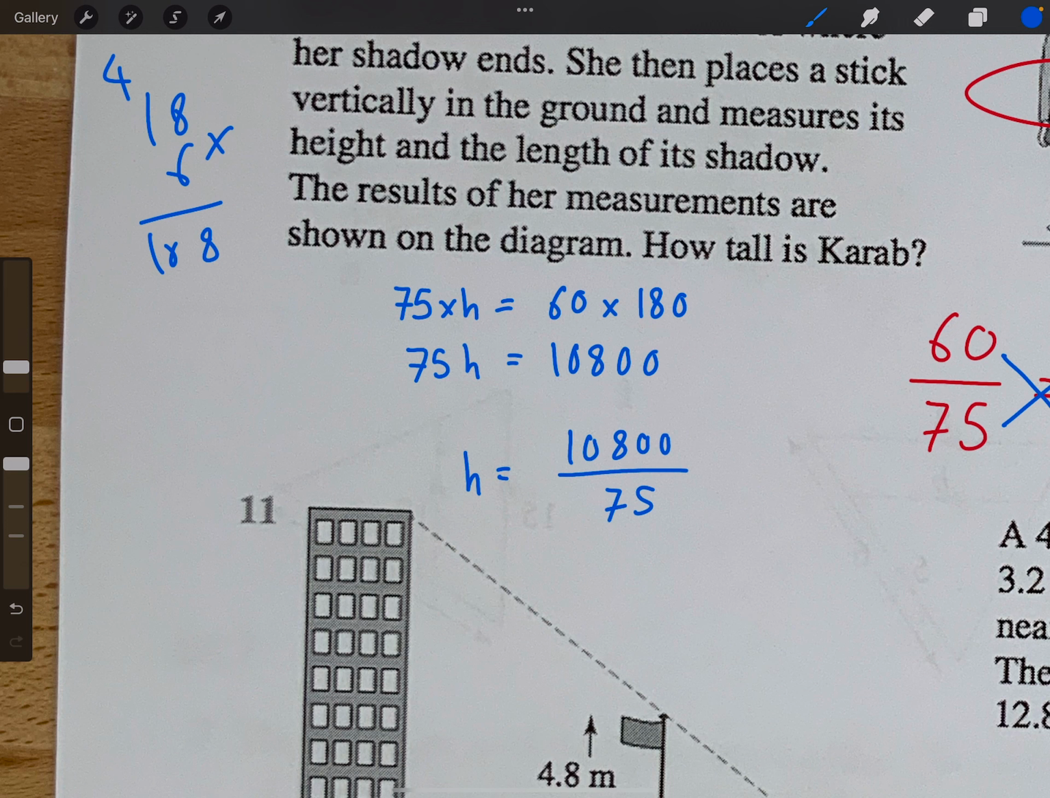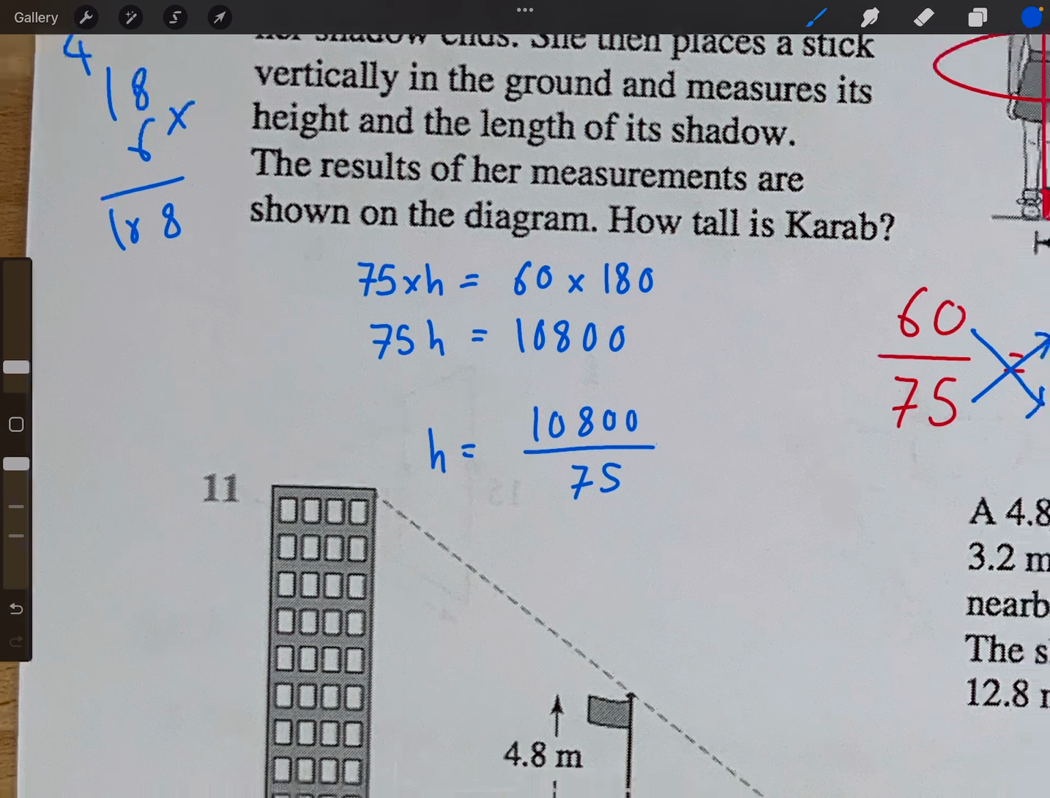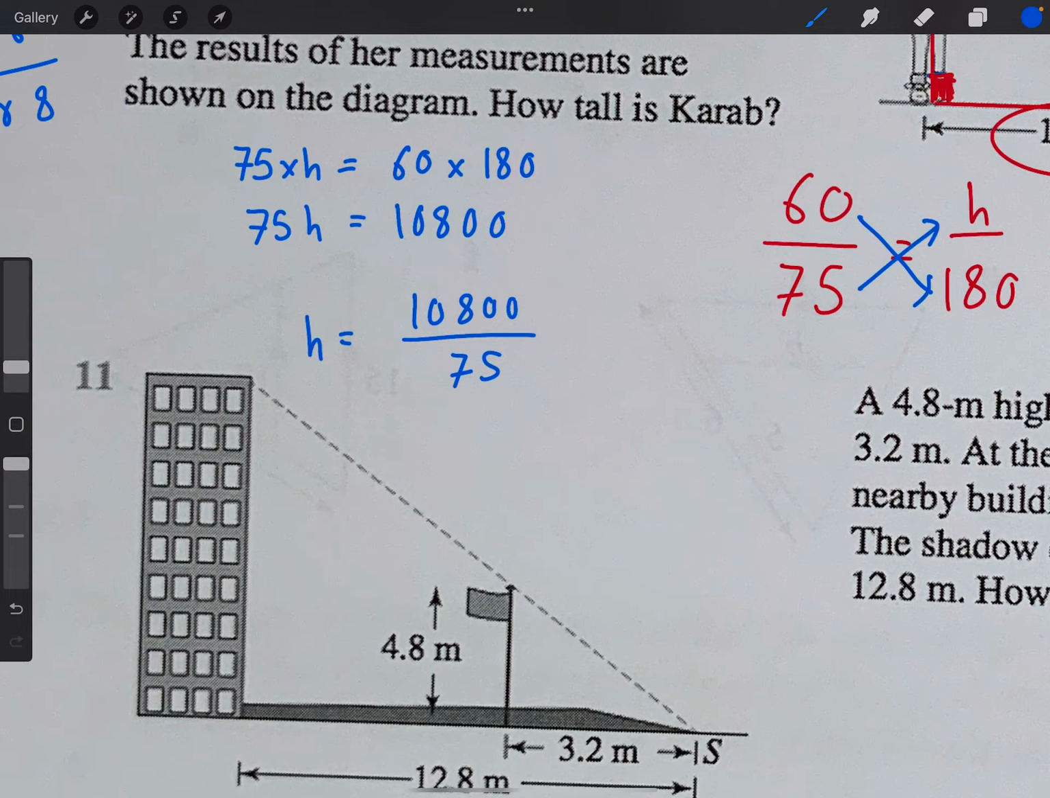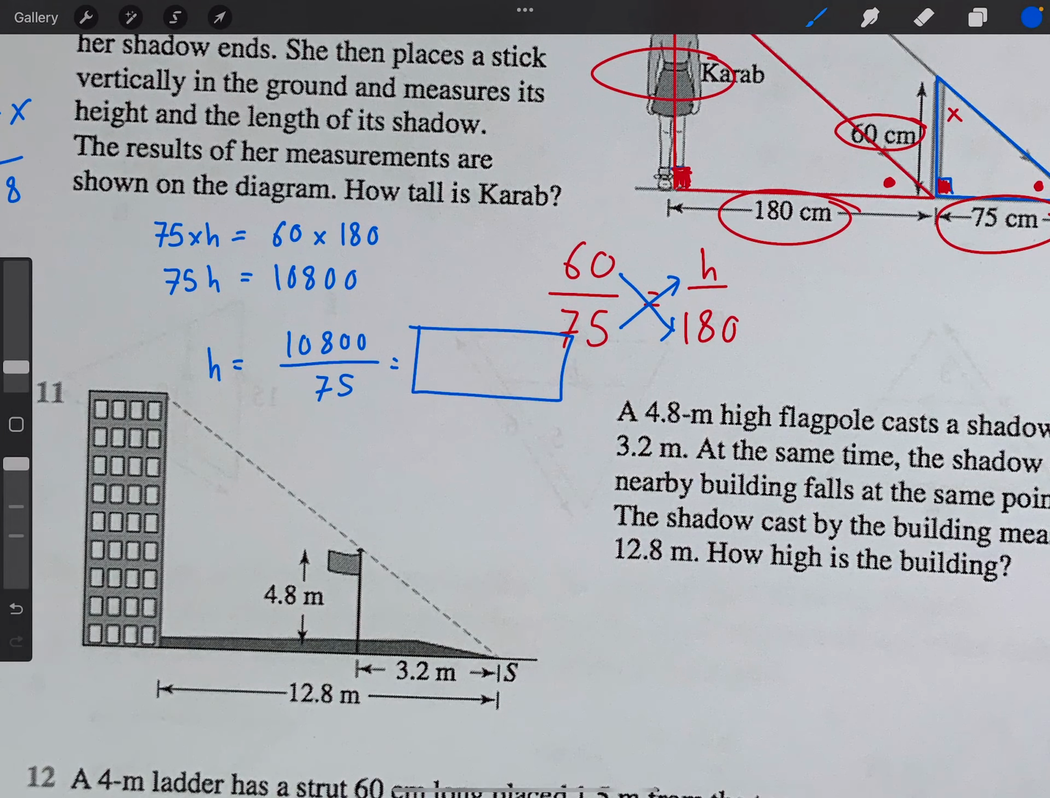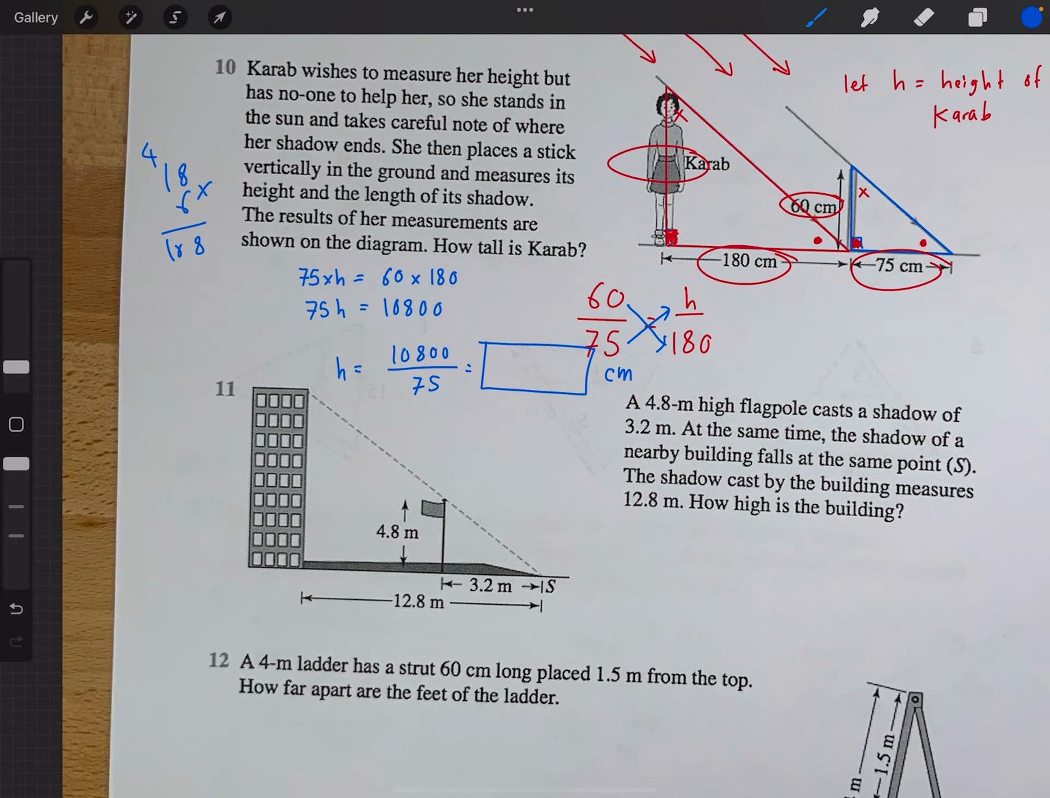I'm just going to use a calculator because I can't be bothered doing this long division. And that'll give you h. Actually, I'll let you work it out. I shouldn't be giving answers away, so you can work that out. That'll be in centimeters. Everything else is centimeters, so this height must also be in centimeters.